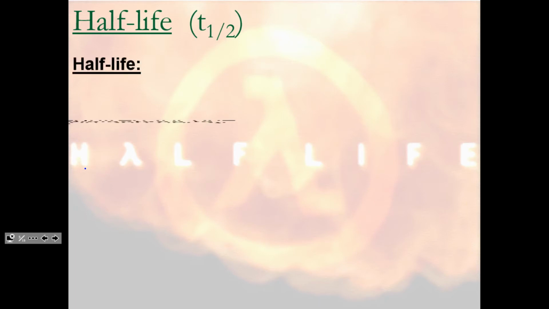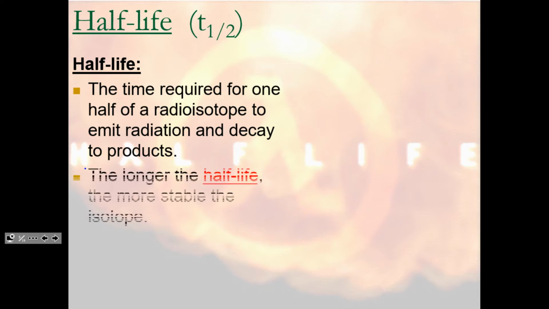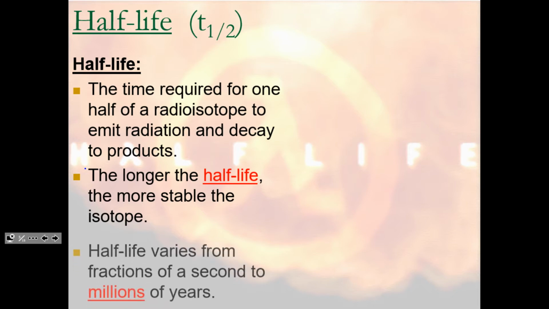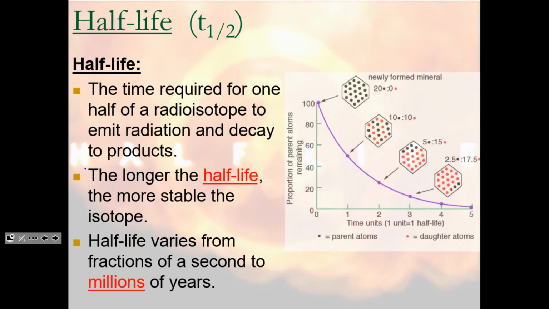Half-life, by definition, is the time required for one half of a radioisotope to emit radiation and decay to products. So it's the time that it takes to start with one whole and end up with a half. The longer the half-life, the more stable the isotope. The longer it stays intact, the more stable it is. Half-life varies from fractions of a second to millions of years. The smaller the half-life, the quicker an element will decay.